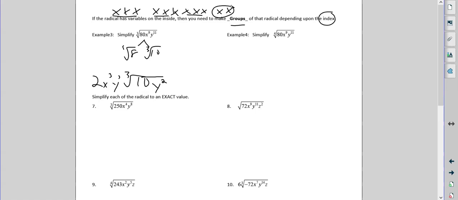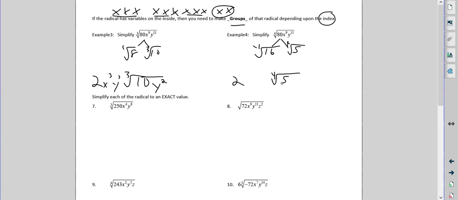All right? Fourth root, 80 again, but this time we're going to use 16 because it's the fourth root. So it's going to be 16 times 5. The fourth root of 16 is 2. I'm going to put the fourth root of 5 over here and wait for the letters.